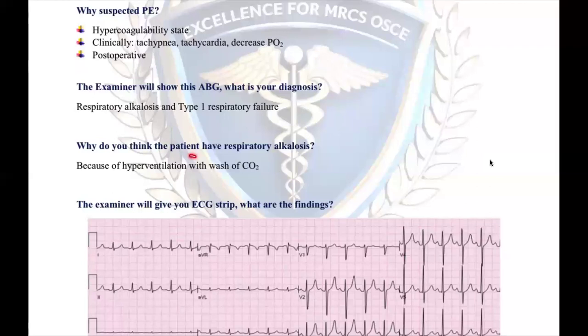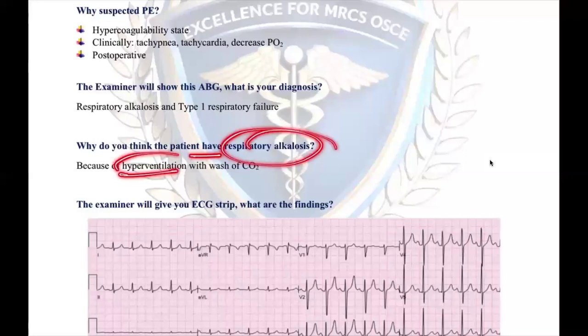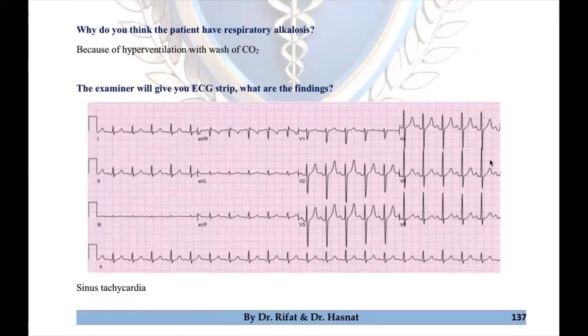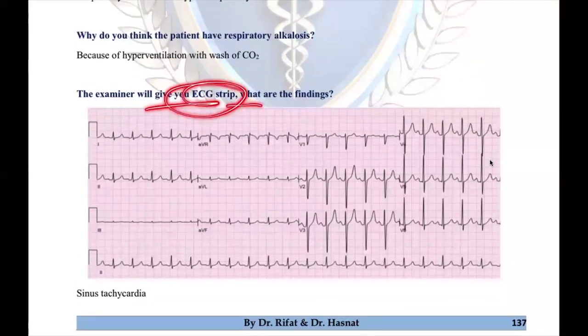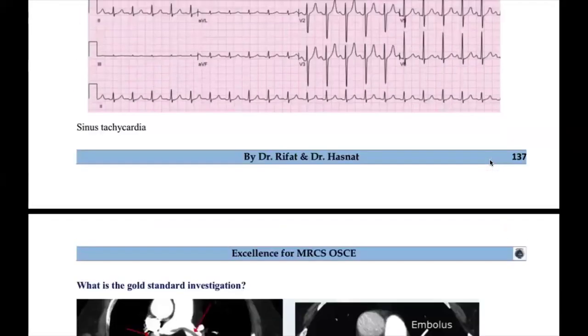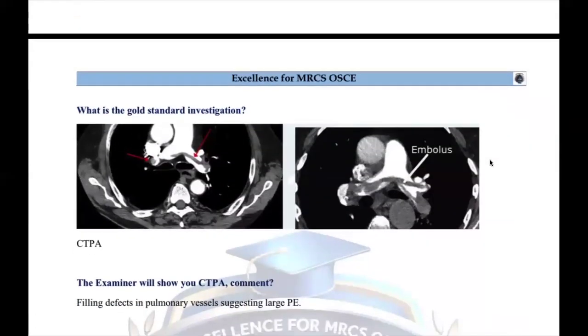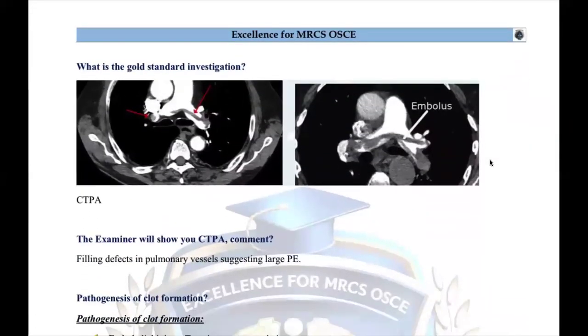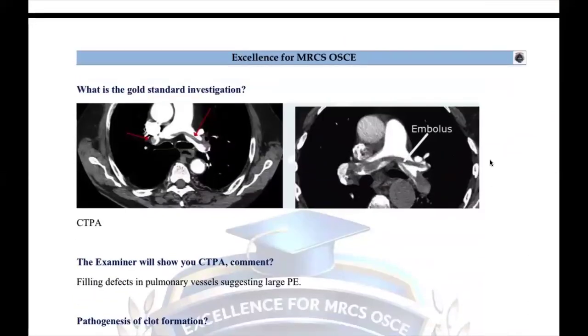So what do you think, the patient is having respiratory alkalosis? Why is the patient having respiratory alkalosis? Hyperventilation to wash out. Exactly. What is the ECG finding? You will have to take everything about the ECG findings. What is the CTPA finding? Filling defect. Exactly. Only go for the filling defect in the pulmonary vasculature, nothing else. Don't try to say anything other than this. Filling defect in the pulmonary vasculature.